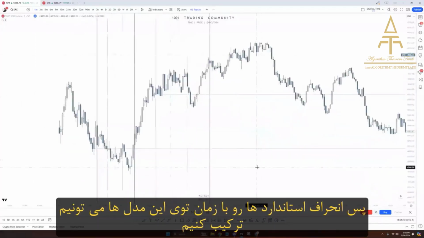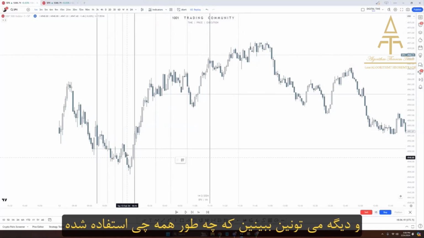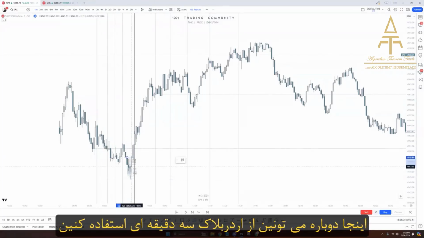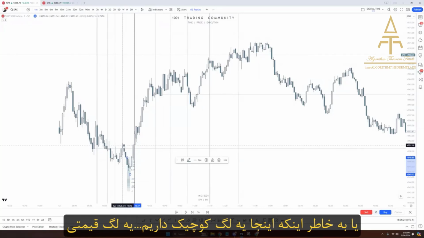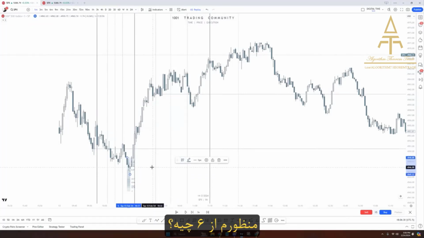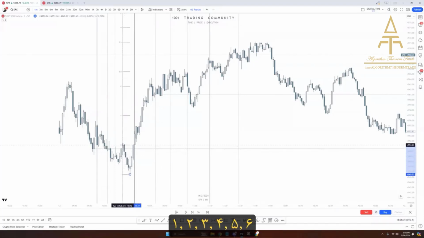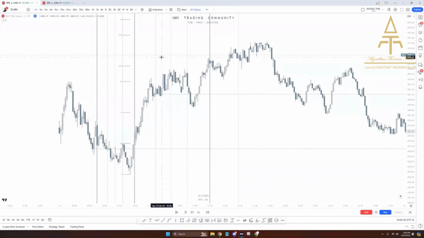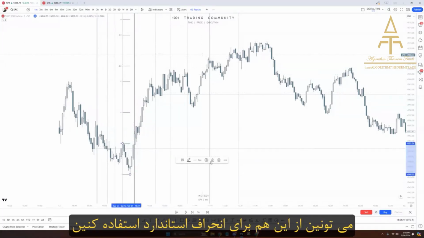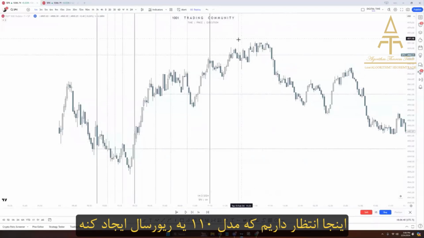So combine standard deviations with time in these models, and you'll begin to see just how everything is utilized. Now here you can use, again, the 3-minute order block, or because this is such a tiny price leg right here, you can use the 6-minute order block as well. What do I mean by 6? There are 6 candles here. 1, 2, 3, 4, 5, 6. 6 candle formation. So you can use that for a standard deviation as well. But because Model 11 is being used for Judas continuation, we're to expect Model 10 to be the reversal.